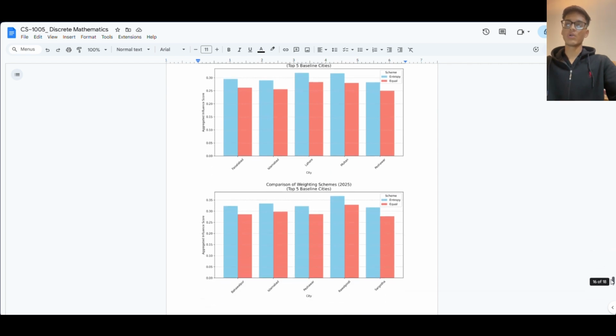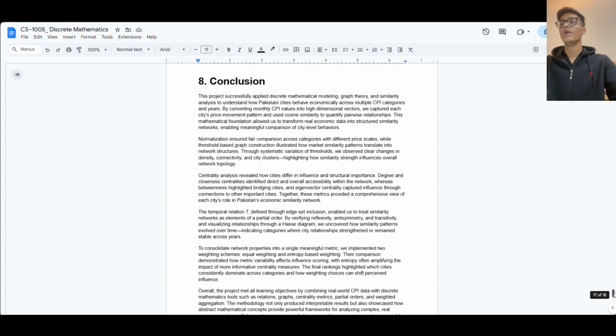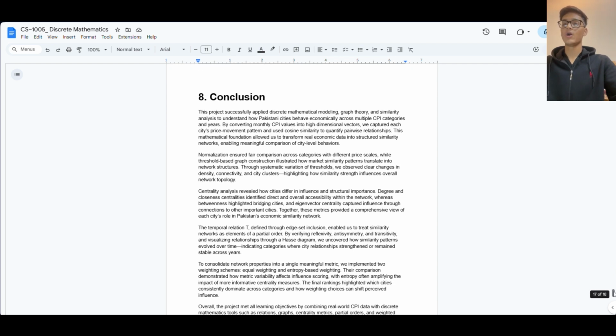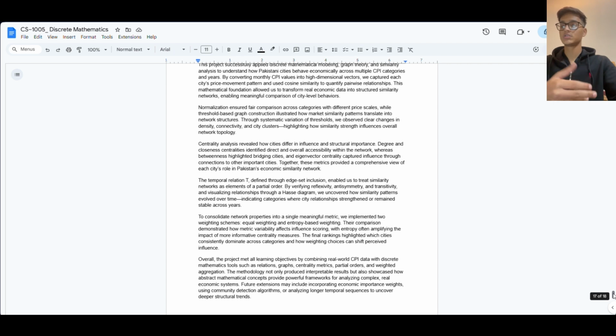Now, moving on to the conclusion. In conclusion, our project demonstrates how discrete mathematics can be applied directly to real CPI data to reveal meaningful economic relationships. We used vectors, cosine similarities, graphs, centrality, relations, partial orders, and entropy to understand how cities behave over time. This allowed us to model how similarity networks evolve, identify influential cities, and observe patterns that are not obvious from the raw data alone.